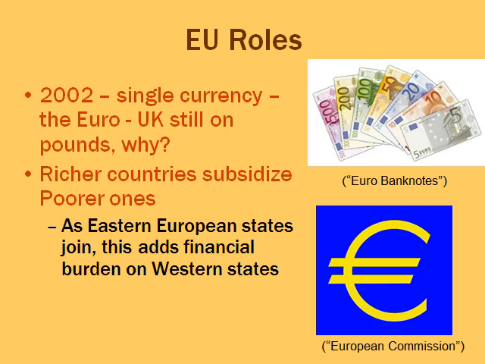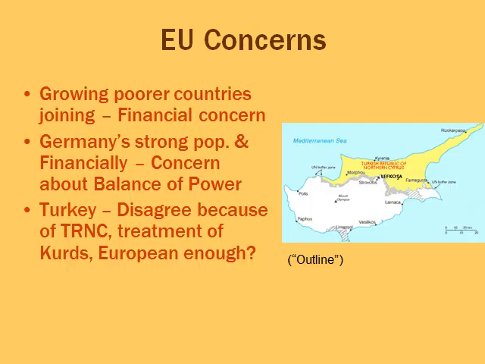As I said, single currency, you can freely travel between, which causes problems when there's a terrorist attack. But richer countries then tend to subsidize the poorer ones, and that can cause a burden on the richer countries, but also the richer countries then feel like they have a right to say how the poorer countries spend their money, and that causes some problems, which Greece and Germany have right now.